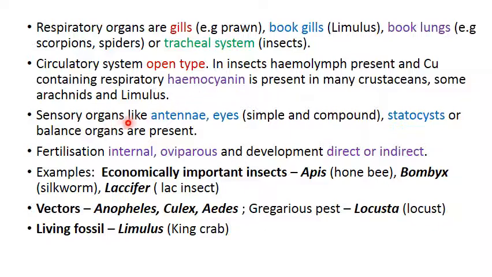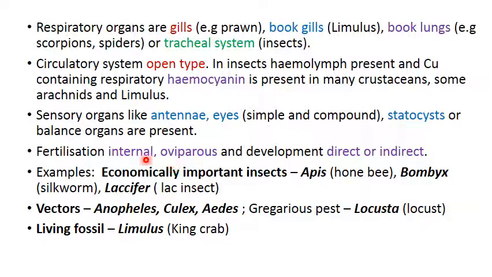Now the sensory organs are antennae, like you must have seen in a cockroach, and there are eyes, which are either simple or compound. There is the statocyst, and where are the balance organs present? At the base of the antennule. And this helps crustaceans to reorient themselves with respect to gravity.